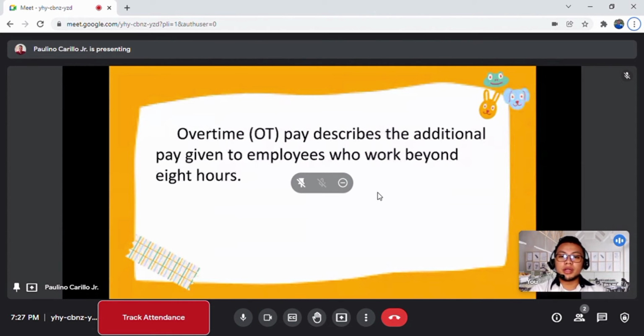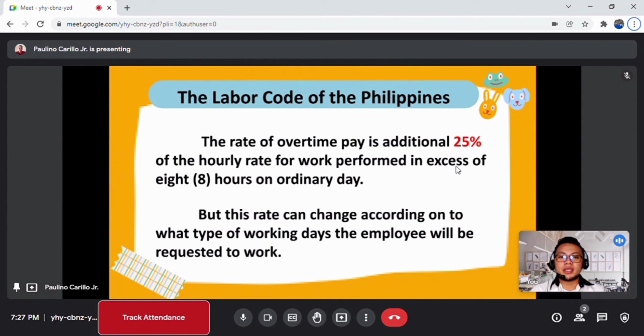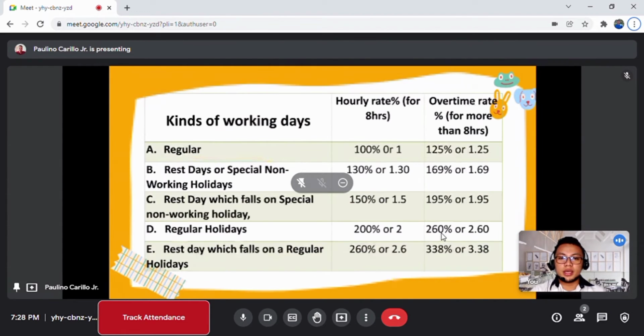Now, according to the Labor Code of the Philippines, the rate of overtime pay is an additional 25% of the hourly rate for work performed in excess of 8 hours on an ordinary day. But this rate can change according to what type of working day the employee will be requested to work. And what are those working days? So I will be presenting a table which has the kinds of working days and their equivalent hourly rate and the overtime rate.